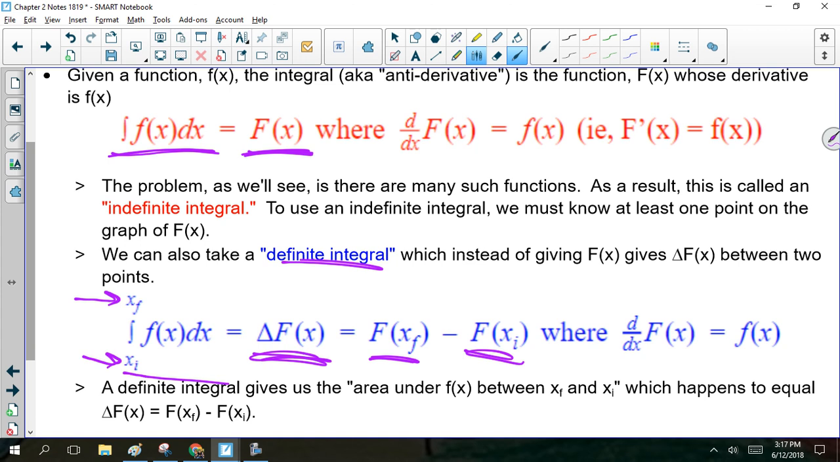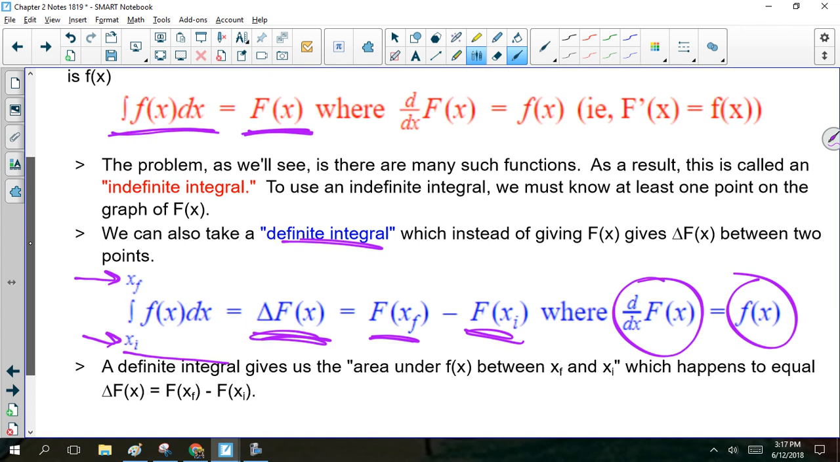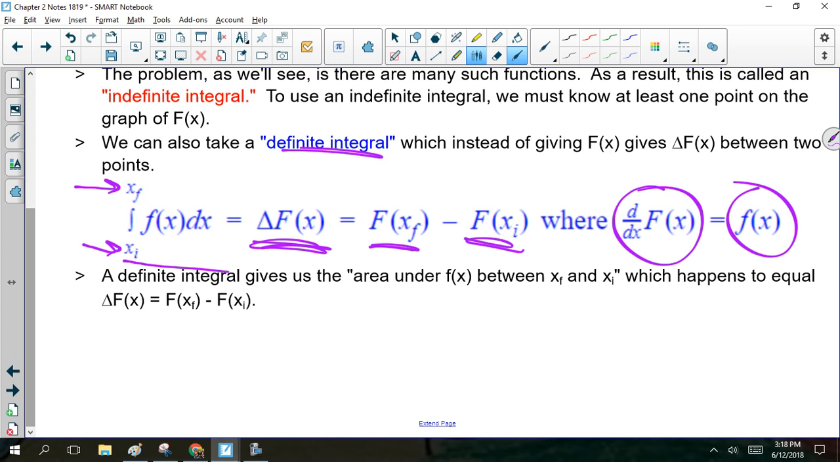But again, you've still got that same relationship, that the derivative of your capital F of x is f of x. It turns out, and I'll show you this in an example, when you take a definite integral, in addition to giving you the change in F of x, it also gives us what's called the area under f of x between your two x values.